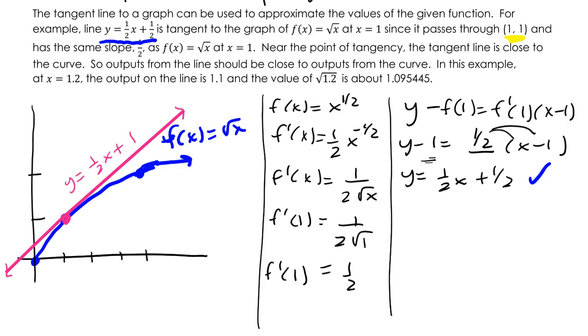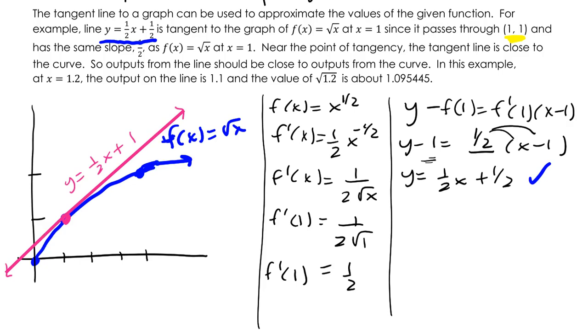Now let's think, why did we do all this? This is what we're used to. Going back up here, it says the tangent line to a graph can be used to approximate the values of a given function. If we keep reading, it says near the point of tangency, which is this point right here, the tangent line is close to the curve. Look right here: the tangent line is slightly above the curve, and over here the tangent line is also above. Over to the right, it's way above.